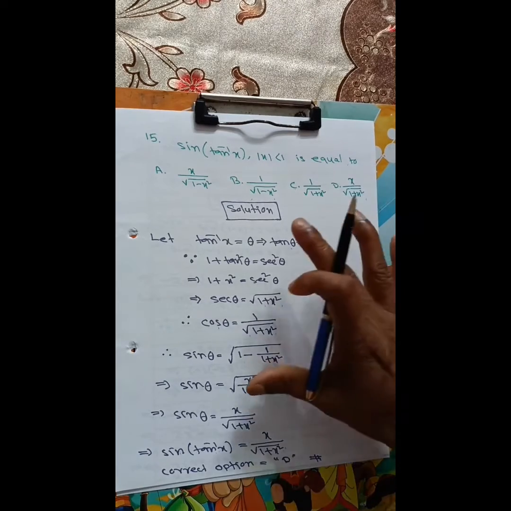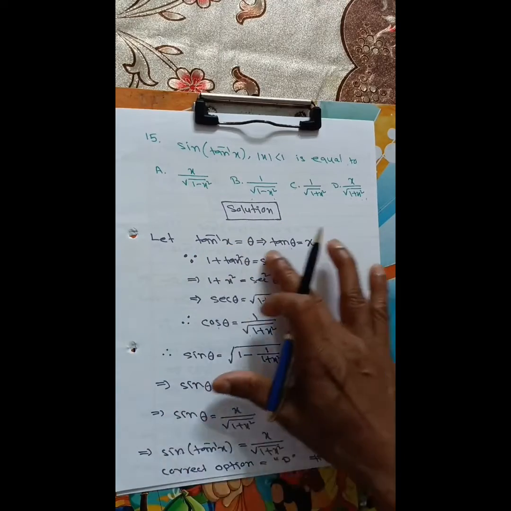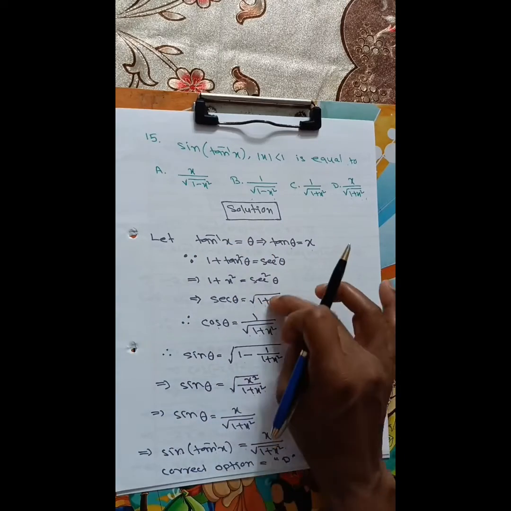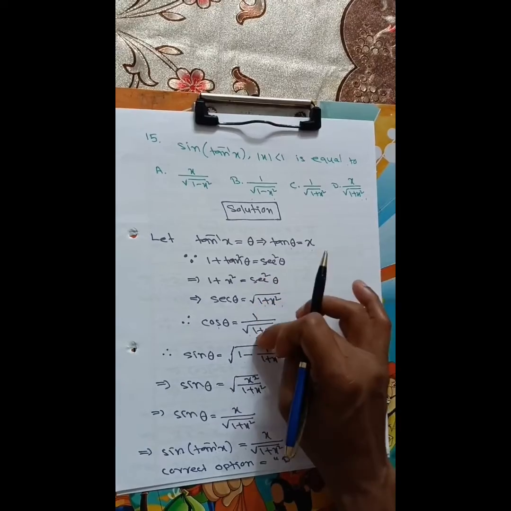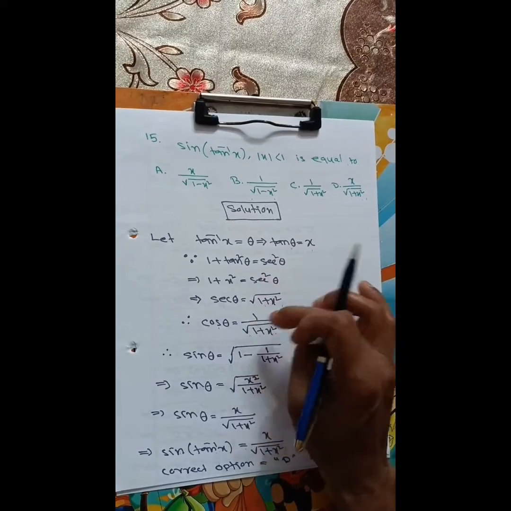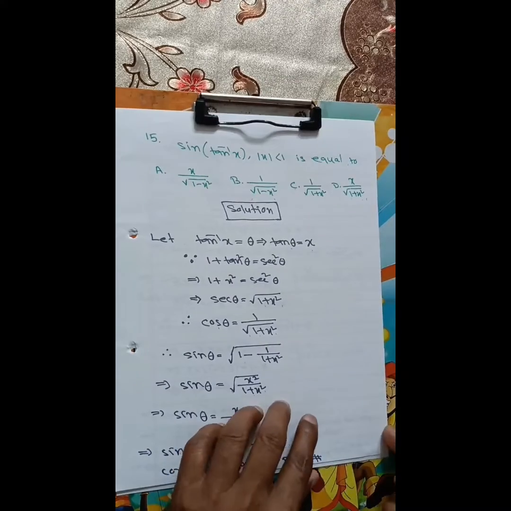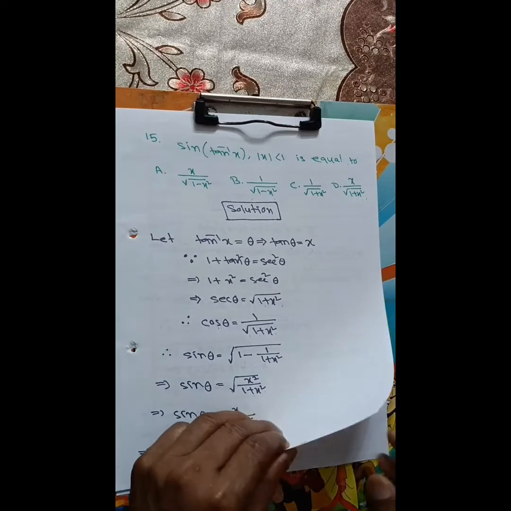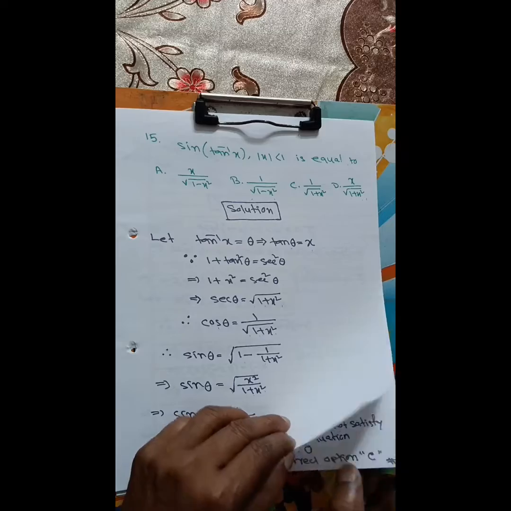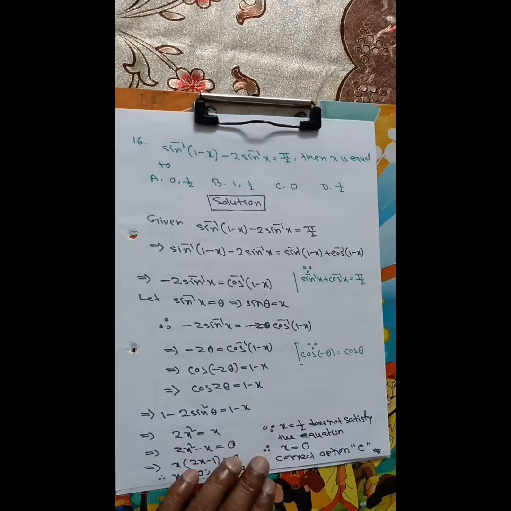Okay, very simple. There are no difficult steps. Every step is clear, and in every step there is an argument for why it comes. Thank you. Next we are going to discuss the next multiple choice question, question number 16.